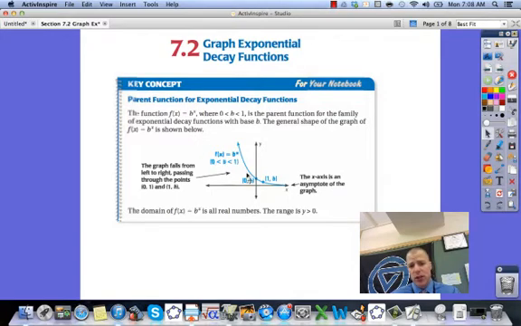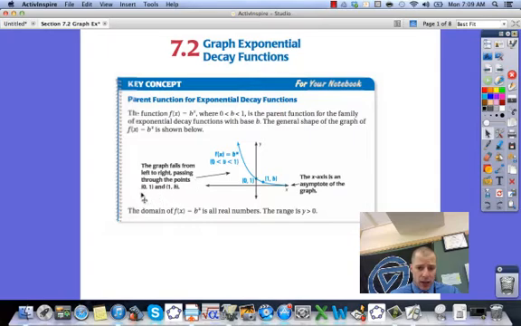A couple things just to note again. Your x-axis is still the horizontal asymptote. Your range is still going to be y is greater than 0. So even though this function is falling, all our output values are above the x-axis. So that means your range is going to be y is greater than 0. The domain is still all real numbers. We can use any x value.